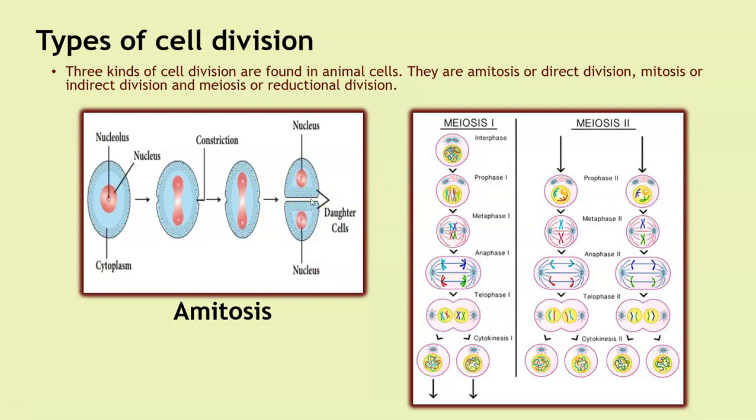This is followed by the division of the cytoplasm. So here your nucleus is dividing. Then after your nucleus divides, the cytoplasm also divides, which results in the formation of two daughter cells. This division occurs in unicellular organisms, abnormal cells, old cells, and fetal membrane cells. So this is called amitosis. And mitosis and meiosis we will see in detail.